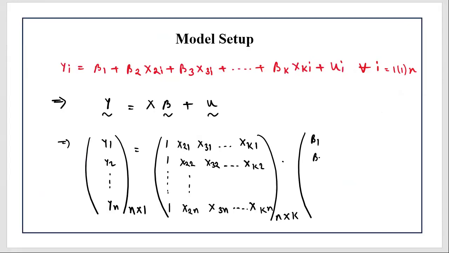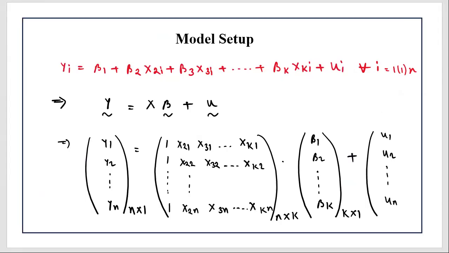And then it was multiplied by the parameter vector. Here you have k number of parameters, beta 1, beta 2, all the way up to beta k. This is the parameter vector, dimension k cross 1. Plus we had the error vector, which is u1, u2, all the way up to un, an n cross 1 vector. This was the model setup from the previous video, and it is very important to note the dimensions. So y is n cross 1, x is n cross k, beta is k cross 1, and u is n cross 1. This is where we stopped in the previous video.